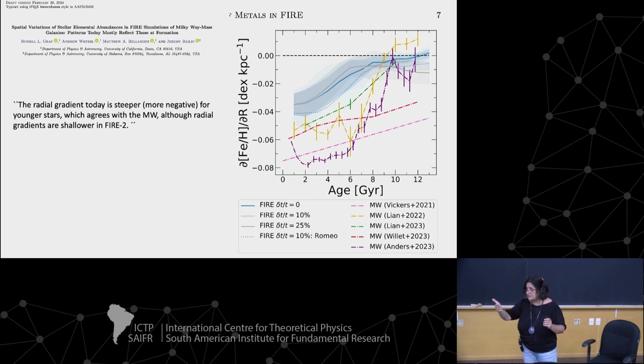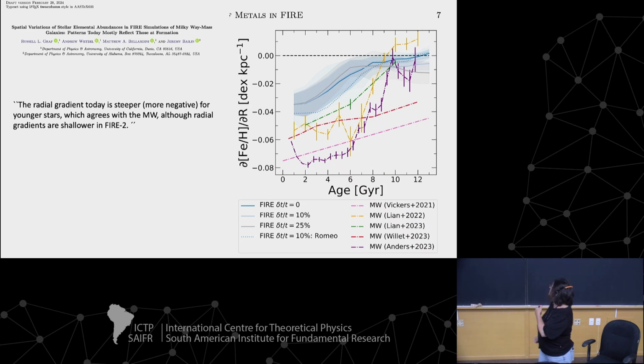But the data is difficult, because I showed you that the gradient gets flatter when you go to old stars. But what's the reason? Part of the reason is radial migration. But maybe the interstellar medium was already flat, as the FIRE simulation shows. So this is where the debate is now. I mean, how can we constrain the oldest gradient in the interstellar medium of the oldest thin disk of the Milky Way, or of any galaxy?